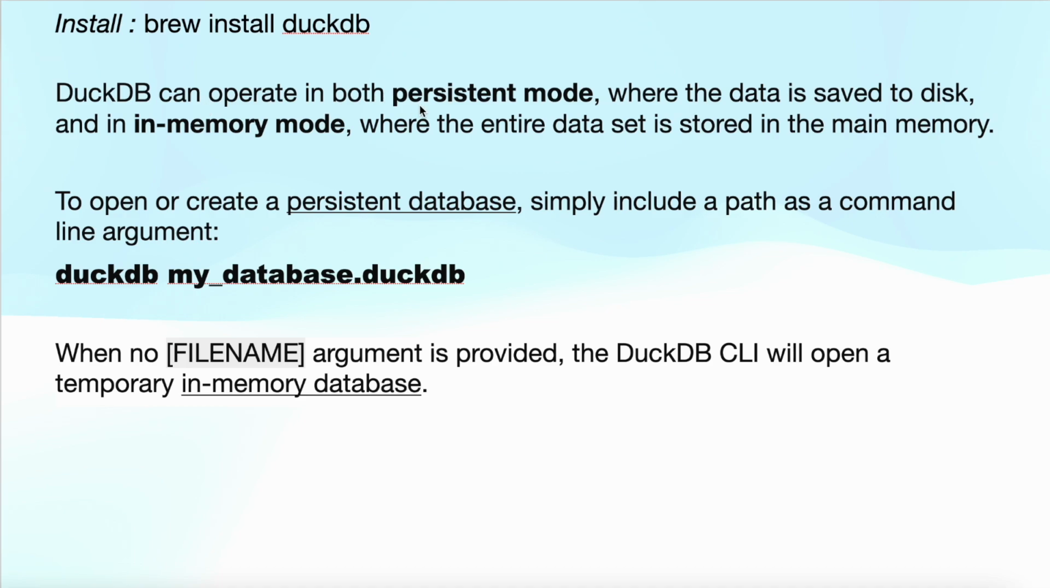DuckDB can operate in two modes. One is persistent mode, one is in-memory mode. In persistent mode, the data is stored in a file which will have the extension of .duckdb or .db. In in-memory mode, once you close the session, the complete data which is being stored in the memory or RAM will be cleared. So if you want to use DuckDB in persistent mode, you have to use duckdb followed by whatever database name you want, .db or .duckdb. And if you want it in in-memory mode, you can just enter duckdb in the command line.